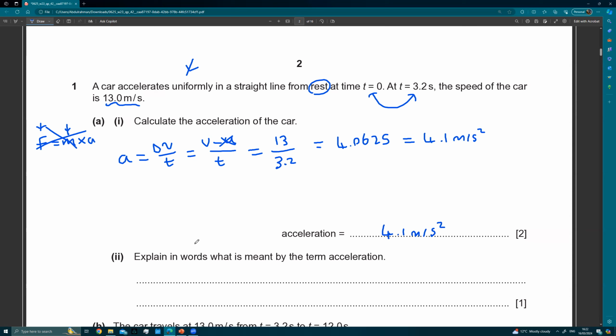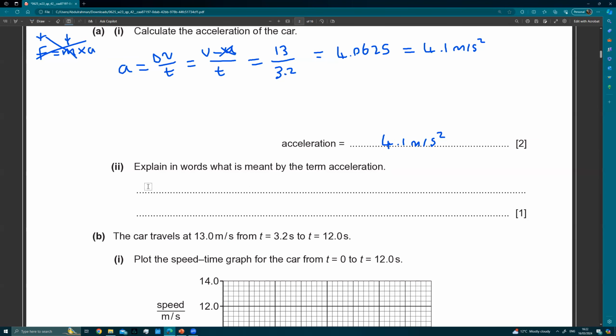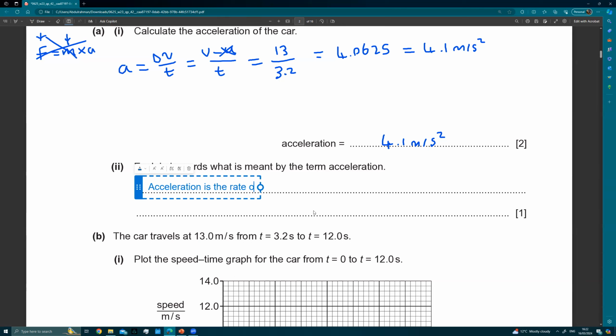Okay, now it says, explain in words what is meant by the term acceleration. Well, acceleration is the rate of change of velocity. Now, every time you see the word rate, that just means divided by time, right? So in this context, it will be change in velocity over time, right? That's what rate of change of velocity means.